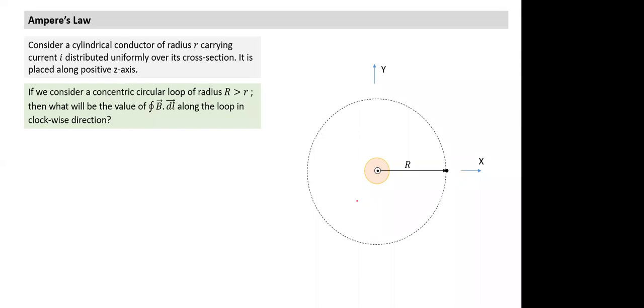When we think of it, there are two ways of approaching this question. One way: if I know the value of B, I can divide this entire loop into small elements and actually evaluate B dot dl. The second way: I will not evaluate B dot dl, I'll apply Ampere's law, and look at what is mu naught times the current enclosed. So you can do it both ways. In some cases it is possible to evaluate this term, in some cases it is not.